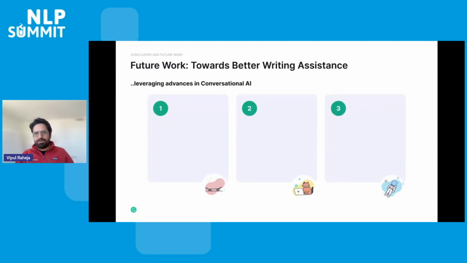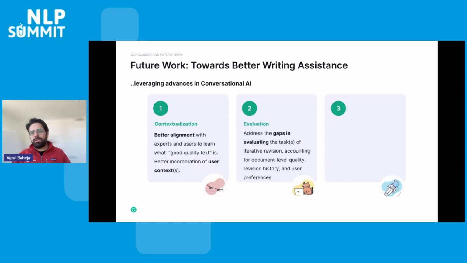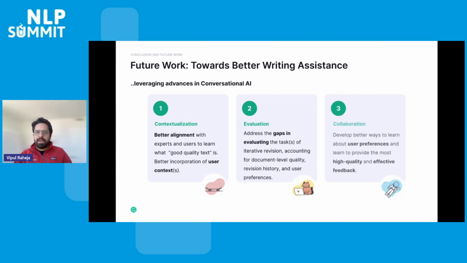Which brings me to this slide about future work. We aim to improve the contextualization of our systems to make them provide better suggestions for different users and different writing needs. We hope to invest some effort in formulating better evaluation frameworks to address the gaps in evaluating the tasks of iterative revision, accounting for document-level quality, revision history, user preferences, and so on. And finally, we aim to improve this human-in-the-loop writing process by learning to provide the most effective suggestions.